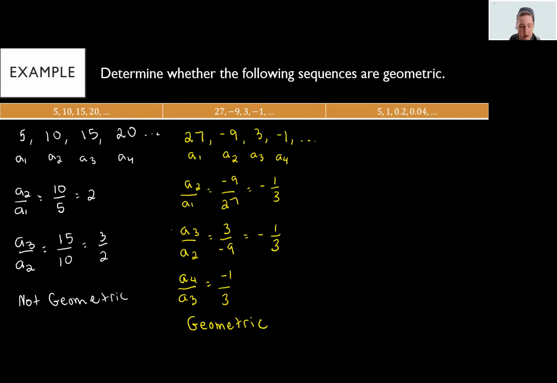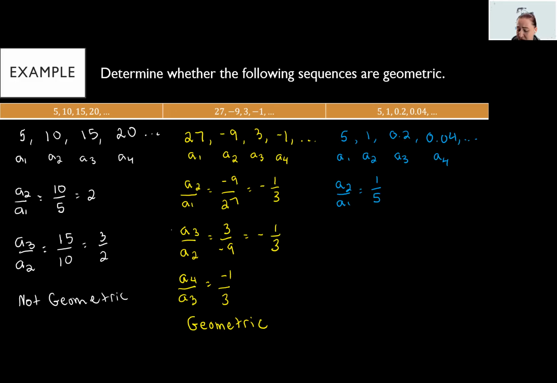So the third one here, you guys are welcome to also do this on your own and then put your answer in the chat on whether you think it's geometric or not geometric. It could be something else. So we've got 5, 1, 0.2, 0.04. I'm going to label these A1, A2, A3, A4. So A2 divided by A1 gives us 1/5.